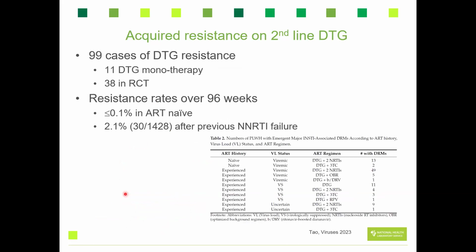So he did a back of the envelope kind of calculation, but recently there was a paper published by Bob Schaefer's group who developed the Stanford database, and they actually looked at the literature, they looked at clinical trials, case studies, and so on, and they found 99 published cases of DTG resistance. Their resistance rate calculations is less than 0.1% in ART naive, and 2.1% in those with previous NNRTI failure. So very similar to what Graham had calculated.